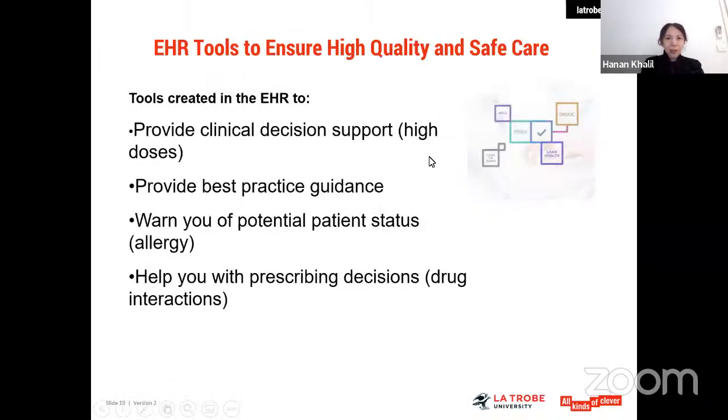Okay. Some tools to ensure high quality and safe care. Tools are provided that give clinical decision support and best practice guidance. Many tools, for example, you can have an allergy tool, a drug interaction tool, or a tool that reminds you to check the height and weight of the patients if you are prescribing IV antibiotics. So there are many decision support tools that you can embed in your electronic healthcare tools.